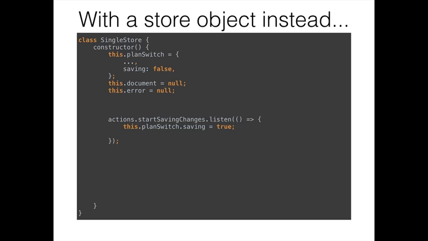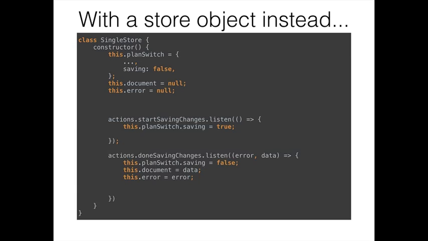Then I had my own way, as I said, I wrote my own Redux thing, right? So I had my own way of intercepting actions, and this was the start saving changes action. And I was just changing the bit and saving to true. And then this is how I was handling the done saving changes. So I was flipping the bit back to false and storing the document and the error.